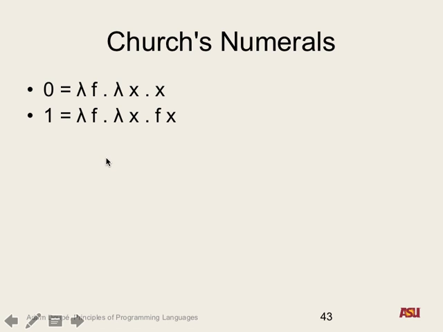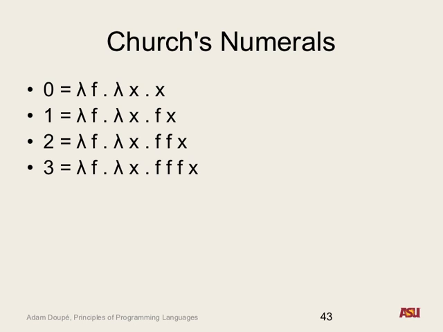We define 1 as lambda f dot lambda x dot f applied to x. Can we do this? Yeah. Sure, why not? And so we'll define the numbers based on whatever number you give me. I will apply f that many times in the body. So 2 will be f f x, 3 will be f f f x. Can we do that?